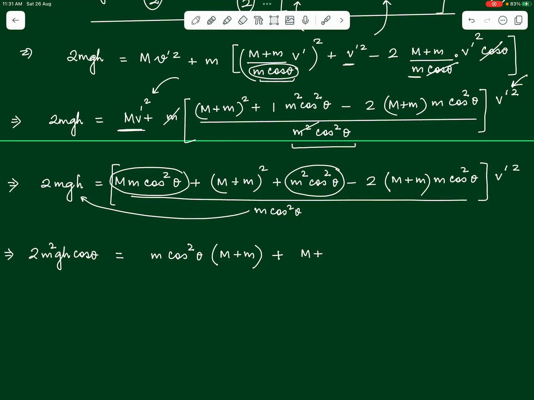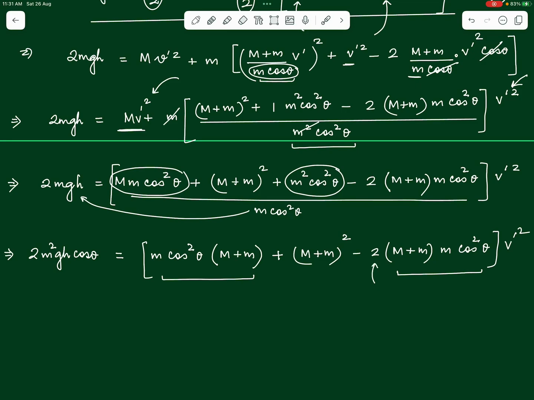The second term, let us keep as it is, (M + m) whole squared, minus the last term also let us keep as it is, (M + m) into m cos squared theta, and then let us take v dash squared down here. Now look at these two terms. This is m cos squared theta into (M + m). This is also m cos squared theta into (M + m), but with a 2, minus 2 rather. So minus 2 plus 1 will give us a minus 1.